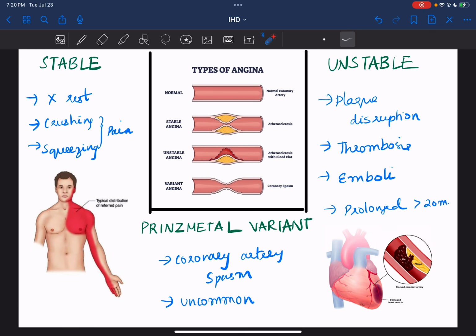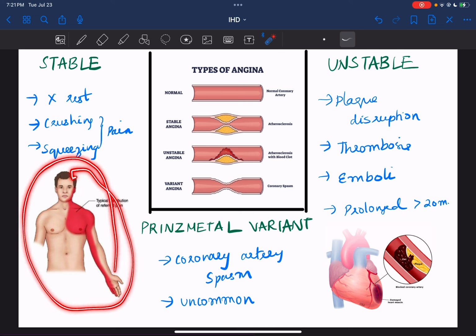Now there are three types of angina pectoris, two of which are very important, your stable and your unstable. Okay, in stable, the plaque is strong. It stays in one place. It does not dissipate anywhere else. It does not happen when the patient is resting, and the pain is usually a crushing and squeezing kind of pain. And this stable angina is usually referred to your left arm, the medial border of your left arm and hand, up to your fingers, and your shoulder. Alright, and even to your jaw and to your occiput.